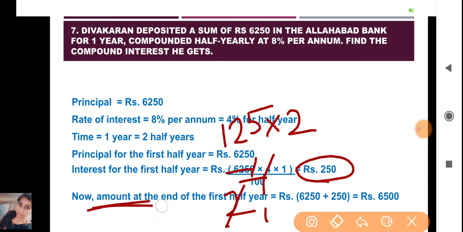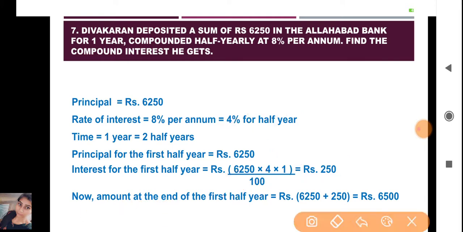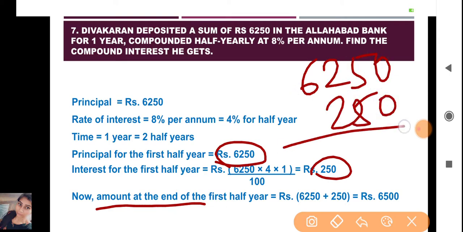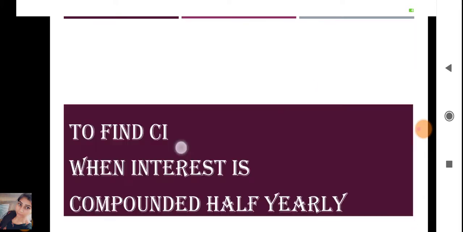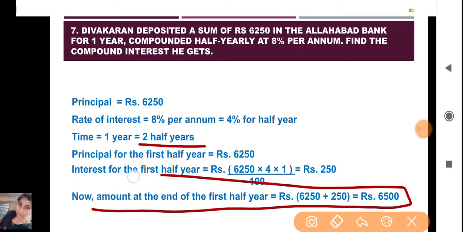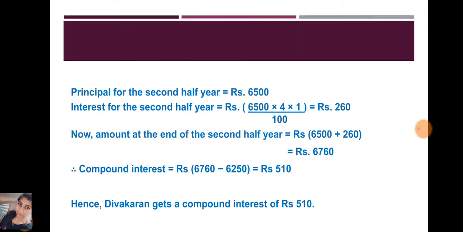Now we need to find out the amount at the end of the first half year. So the amount at the end of the first half year will be 6250 plus 250, which equals 6500. So this is the amount at the end of the first half year. So we have 2 half years, right? Now this amount for the first half year will become the principal for the second half year. Let's just see.